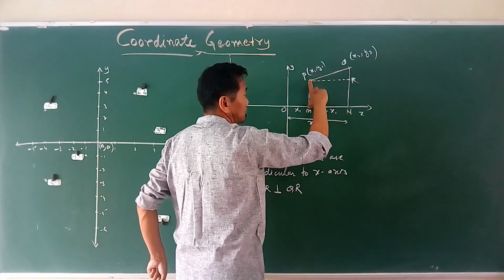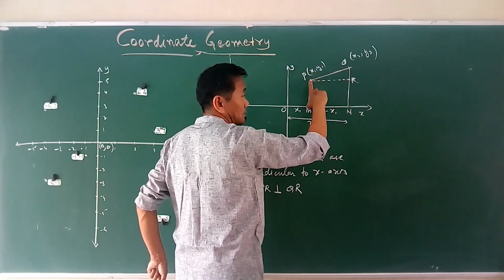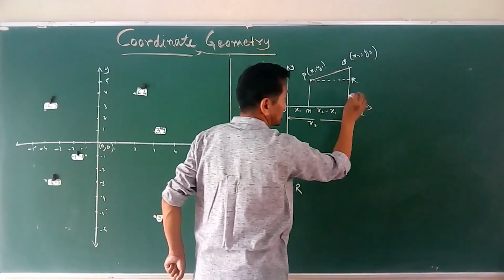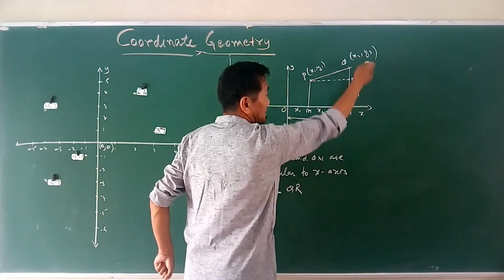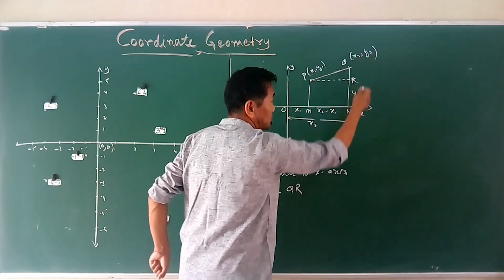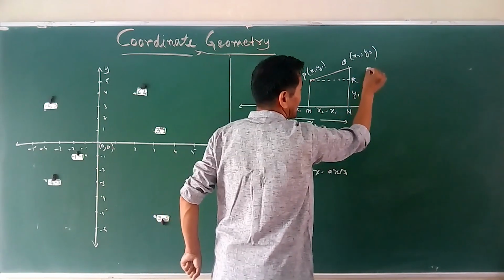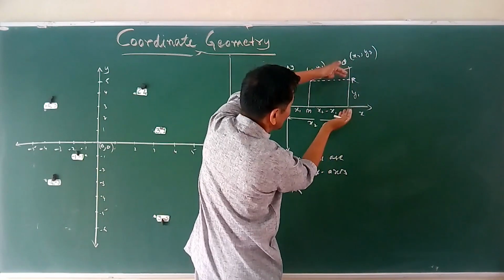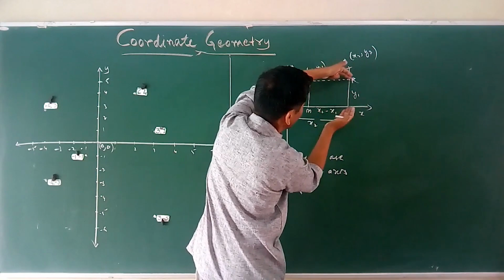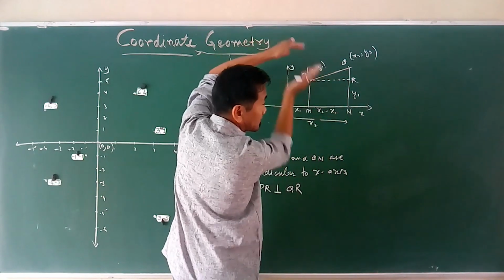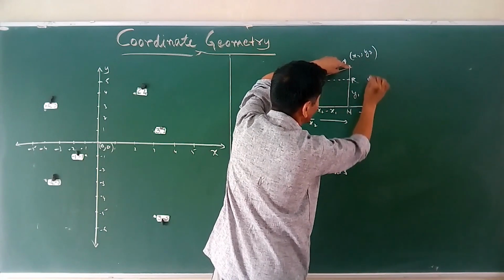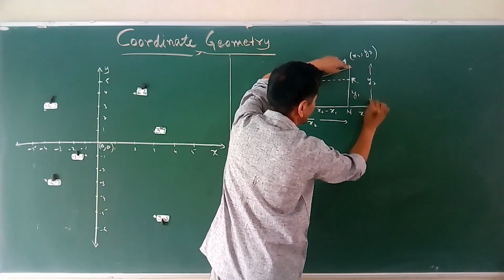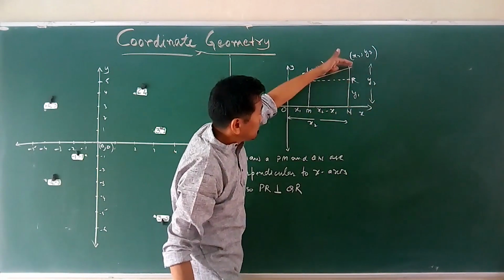So the descend is y1 and the descend is y2. The y1, the y2. Y1, Y2.